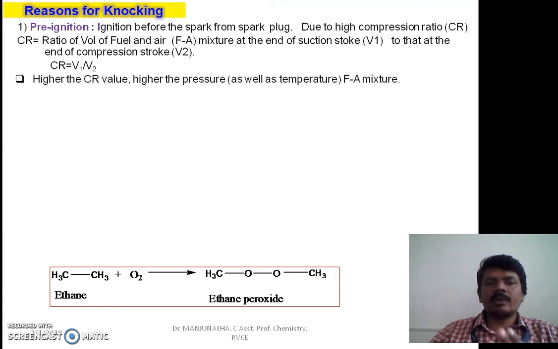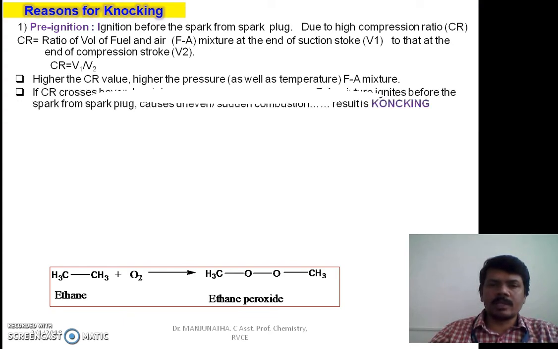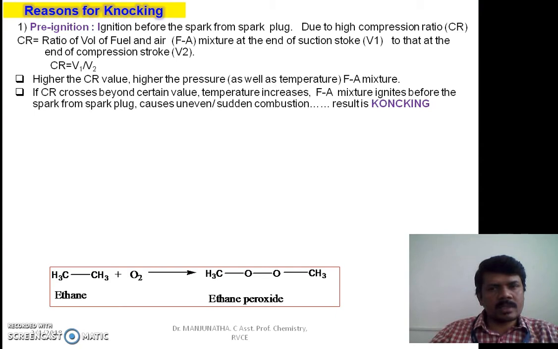Higher the CR value, higher is the pressure as well as temperature. If the CR value crosses beyond a certain value, the temperature increases and the F and A, the fuel and air mixture, ignites before the spark from the spark plug. This causes uneven or sudden combustion that results in knocking. I will discuss the graph variation later.